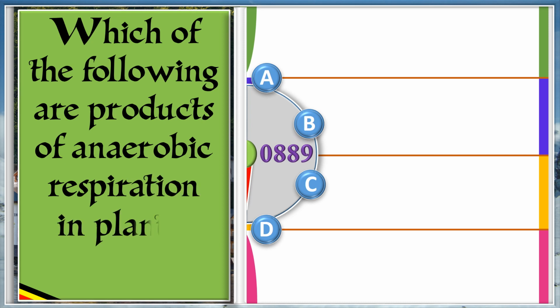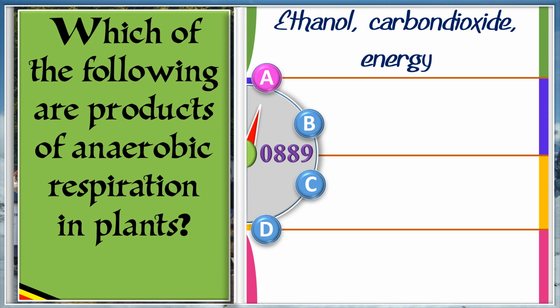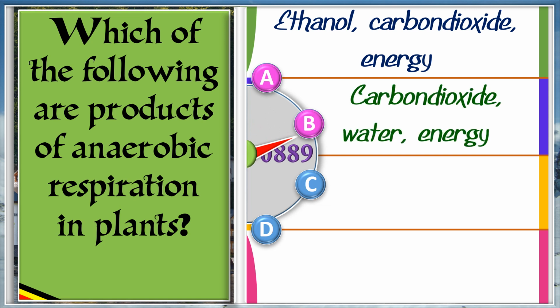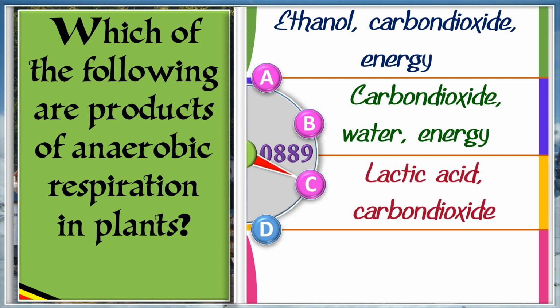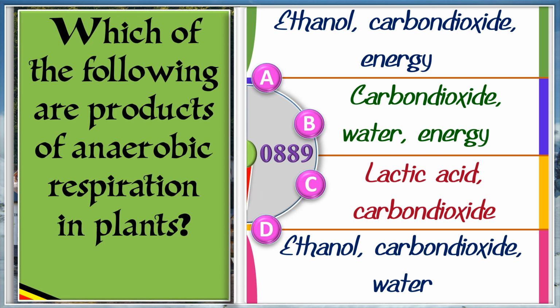Which of the following are products of anaerobic respiration in plants? A. Ethanol, carbon dioxide, energy. B. Carbon dioxide, water, energy. C. Lactic acid, carbon dioxide. D. Ethanol, carbon dioxide, water. And the answer is A. Ethanol, carbon dioxide, and energy.